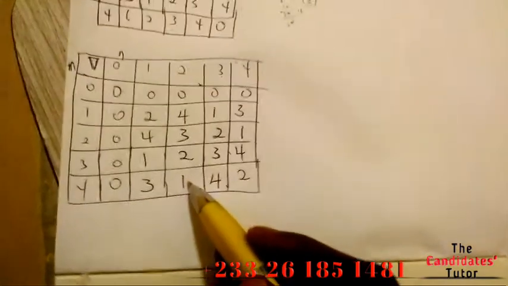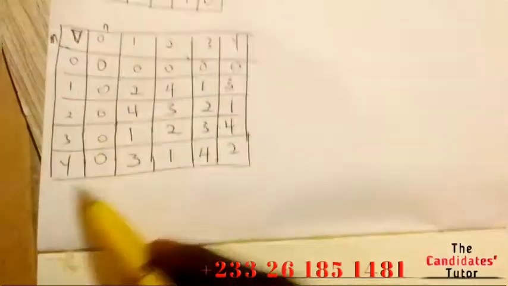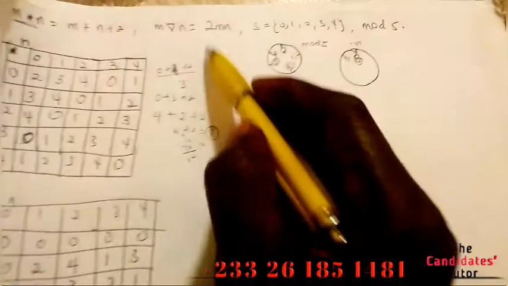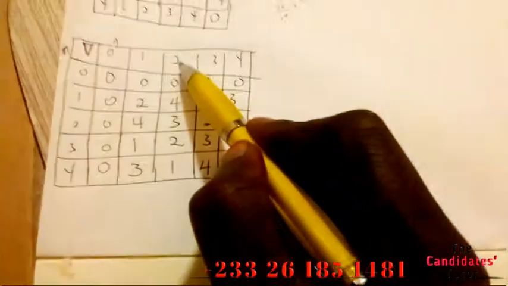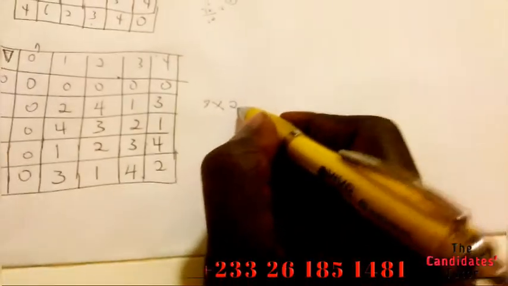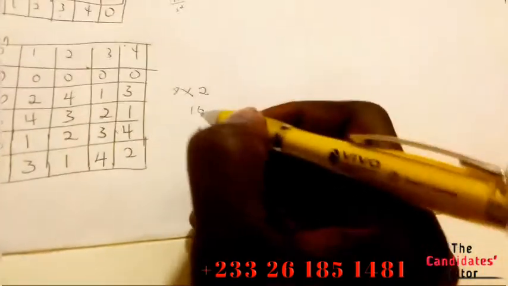Let's just take this side. Here this is our m and this is our n. So if m is 4 and n is 2, the definition says that we multiply m and n. If you multiply m and n, that is 4 times 2, we get 8. Then 8 times the constant 2, which is 16.